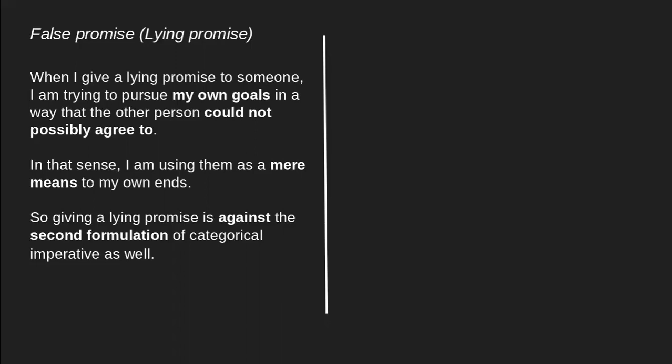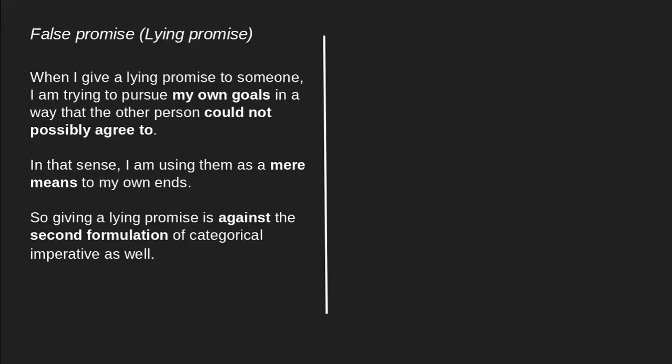You ask your friend to lend you some money. You know that you're not going to pay it back, but you promise that you are going to pay it back. So you're giving a lying promise to your friend. This was the example that Kant was giving. So my own goal is putting my hands on some cash, and I'm not telling my friend that I'm not going to pay it back.